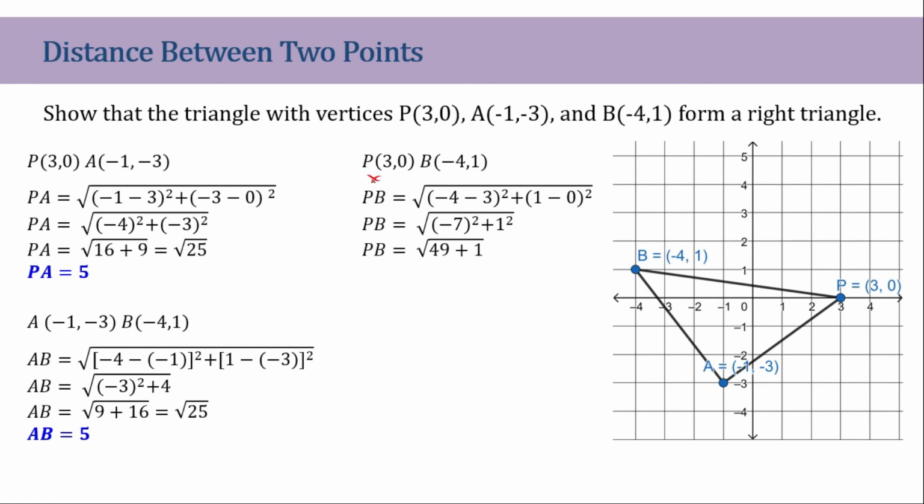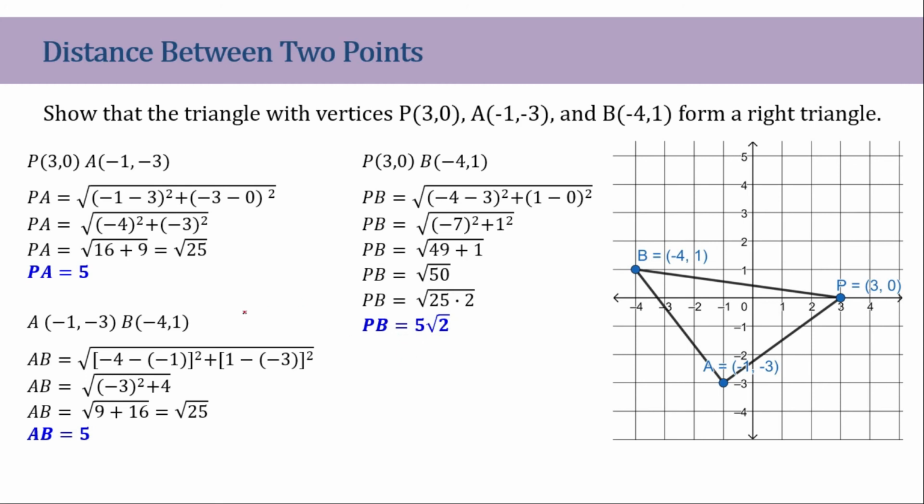This one is x sub 1, y sub 1, x sub 2, y sub 2. So negative 4 minus 3, that is negative 7 squared. Then 1 minus 0, that is 1 squared. Negative 7 squared is 49, and 1 squared is 1. So that would become the square root of 50. Let's simplify it further. 50 has a factor of 25 times 2. 25 is a perfect square. That's why we have 5 outside the square root of 2.